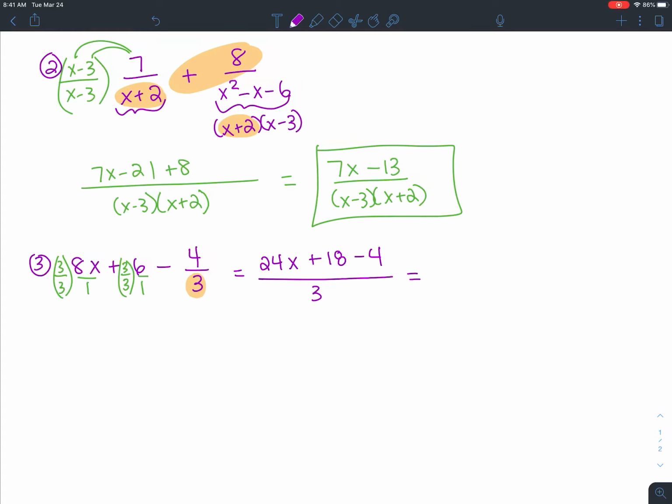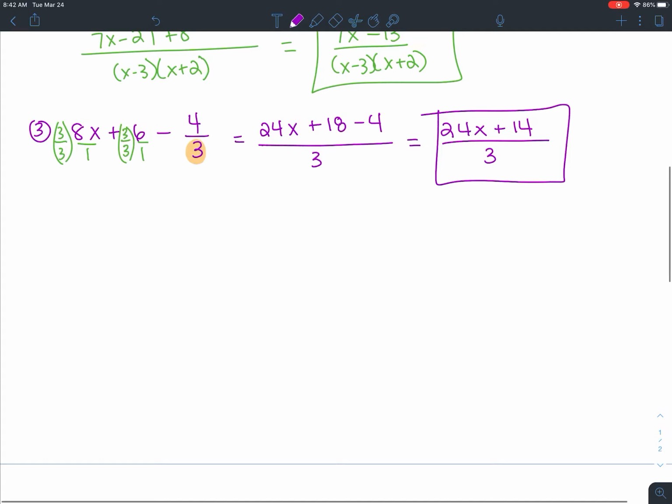I do have like terms here, so 24x plus 14 over 3. Now, if all of my numbers could reduce by 3, then we could simplify this, but they can't, so I'm just going to leave it like this. All right, let's do one more.